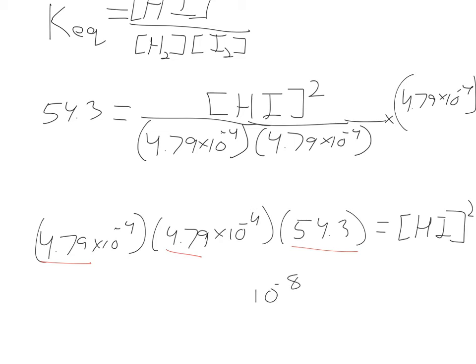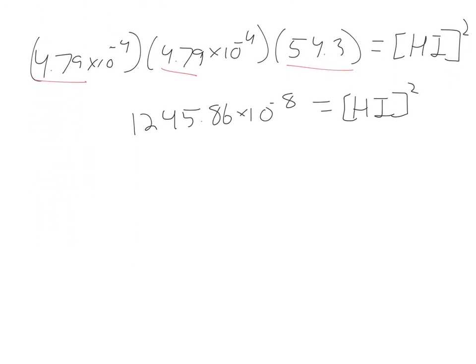Okay? So let's do the other bit here, which is 4.79 times 4.79 times 54.3. And my calculator is telling me that I get 1245.86, etc. I'm not going to round this yet because it's not my final answer. Equal to [HI] squared. Almost done.